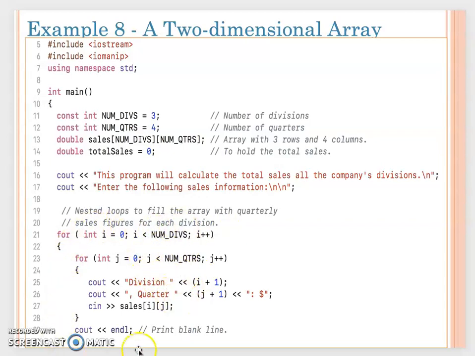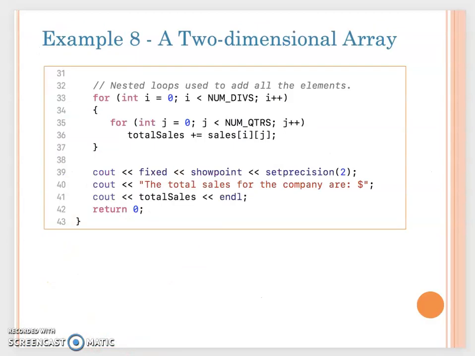After we get the user input, we will calculate the grand total. You can see here, for the grand total, we just need to use 2 for loops. Earlier, we already declared the total cells equal to 0. So we add all the cells to the total cell. Then at the end, you just display the total cell for the company.